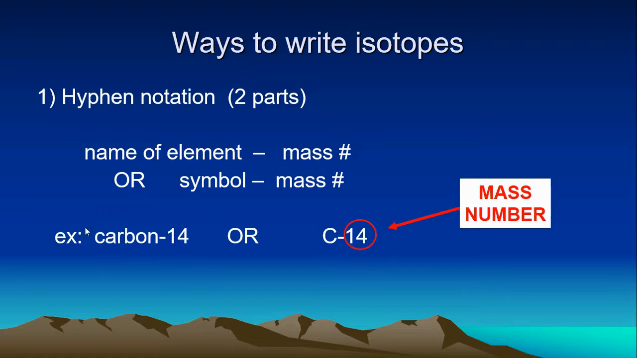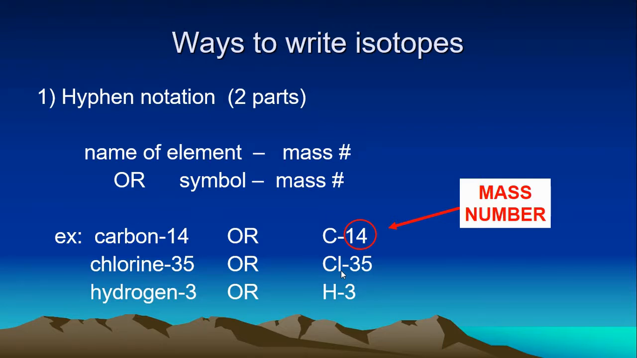You can write carbon dash 14, where 14 is the mass number. The name of the element is carbon. 14 is the number of protons plus the number of neutrons. Or you can write it with its symbol. The symbol for carbon is C dash its mass number. Chlorine has 2 isotopes. Well, right here, we're only showing one of them. Chlorine 35, its mass number is 35, or Cl 35. Or you can write hydrogen 3 for tritium, hydrogen 3 or H 3.